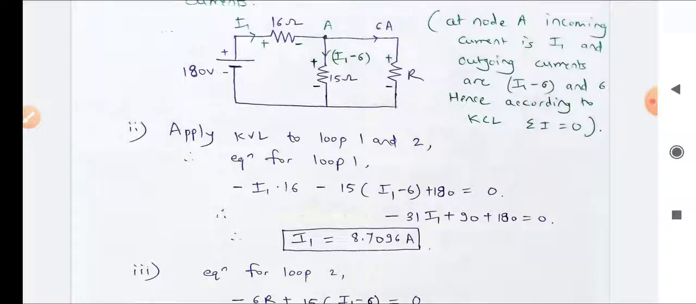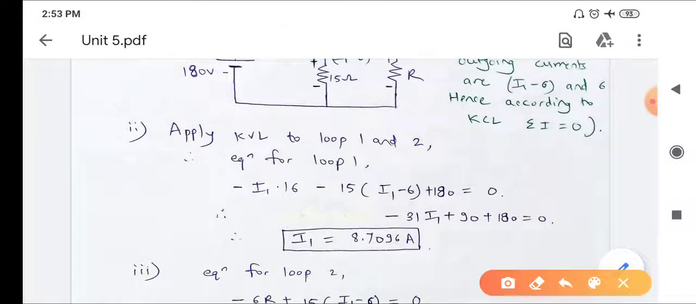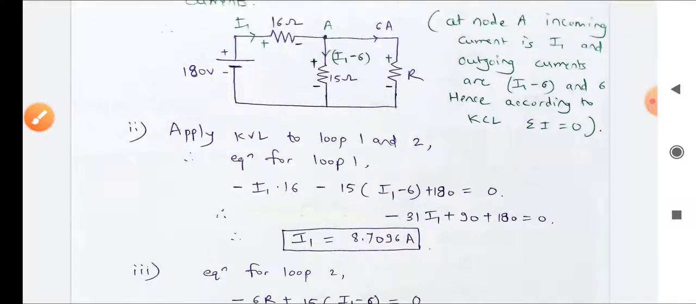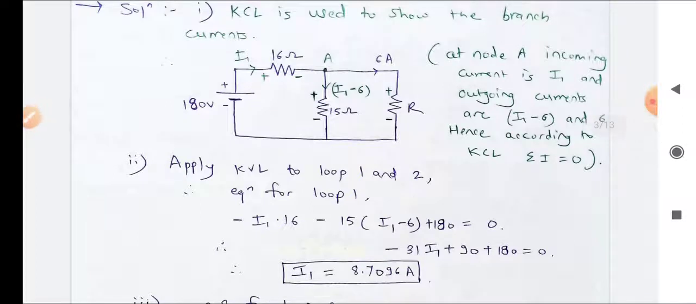So whenever we are considering the equation for loop 1, we are tracing the path in clockwise direction. First of all, for loop 1, the first element is 16 ohm. So it is minus 16 into I1. The second is minus 15 in bracket I1 minus 6 plus 180 is equal to 0.